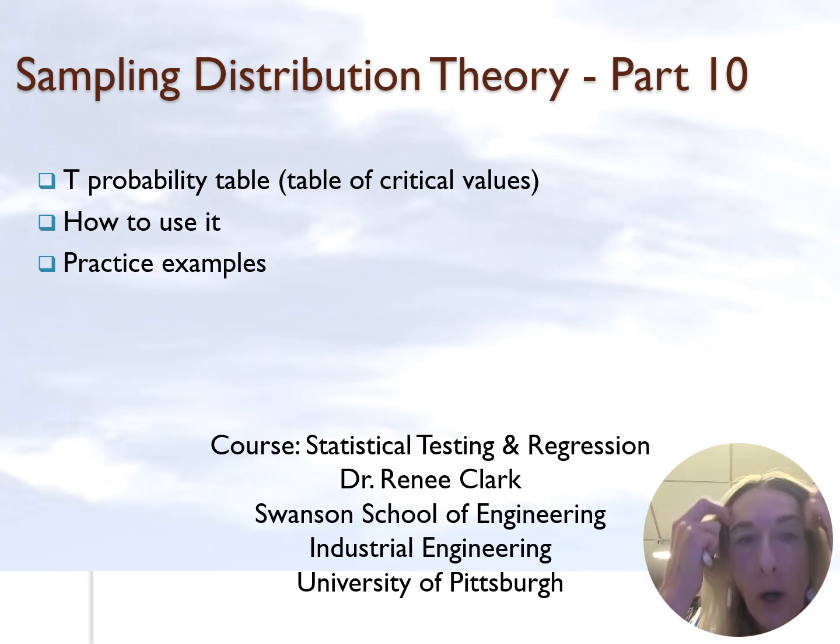Welcome to part 10 of our video series on sampling distribution theory. In this video, we're going to cover the t-probability table, also known as the table of critical values for the t-distribution. We're going to review how to use this table and do some practice examples using it. I'm Renee Clark from the Swanson School of Engineering at the University of Pittsburgh.